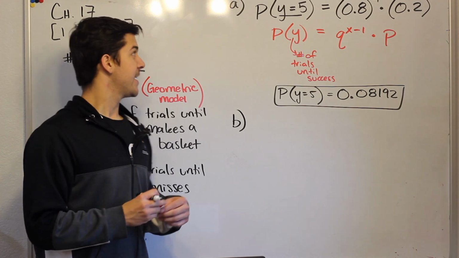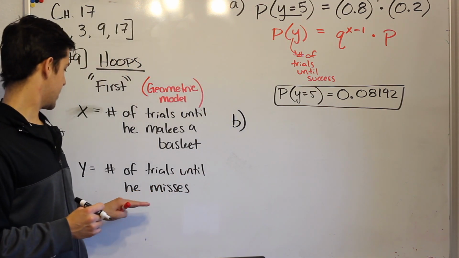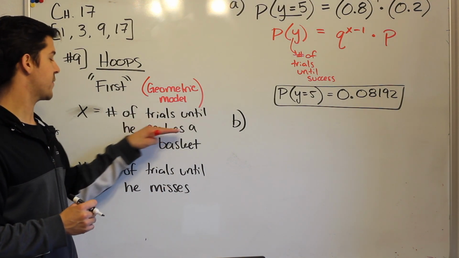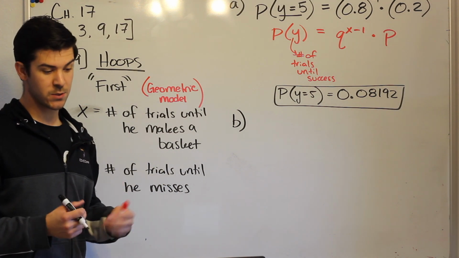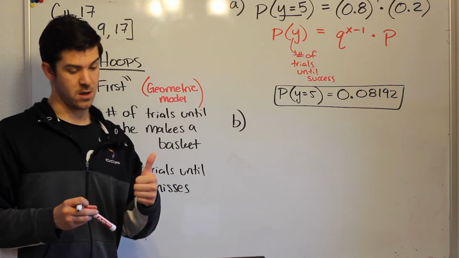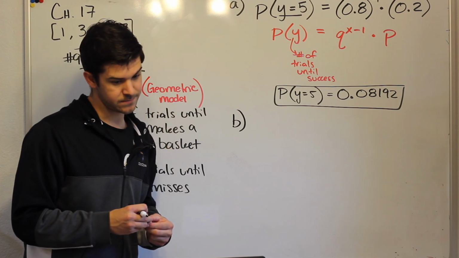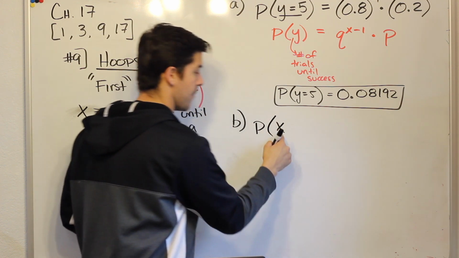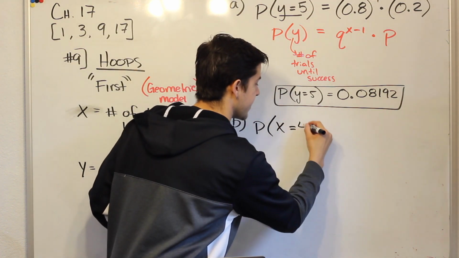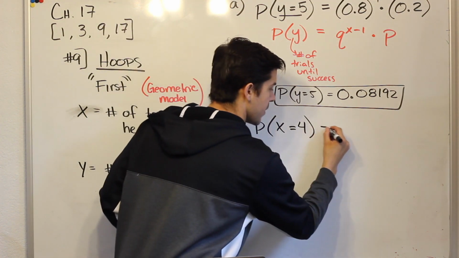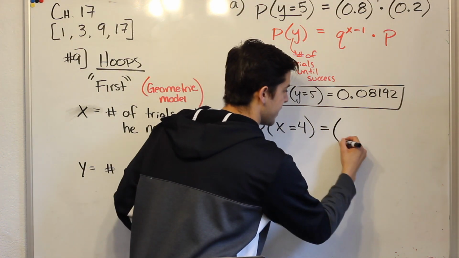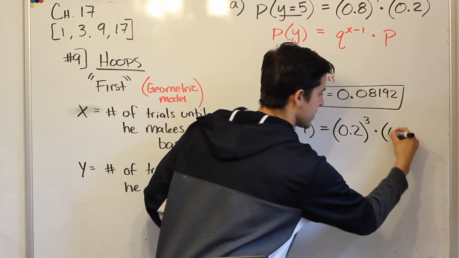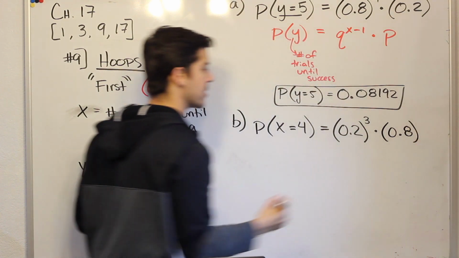Part B asks us, find the probability that in tonight's game he makes the first basket on the 4th shot. In this case, we're not looking at Y anymore, because Y was the amount of times until he misses. X will be the number of trials until he actually makes a basket. So in this case, we want him to make a basket on the 4th trial, on his 4th attempt. So the probability that this player makes a basket on his 4th attempt will need to equal the probability of him not making the basket 3 times multiplied with the probability of him actually making the basket.